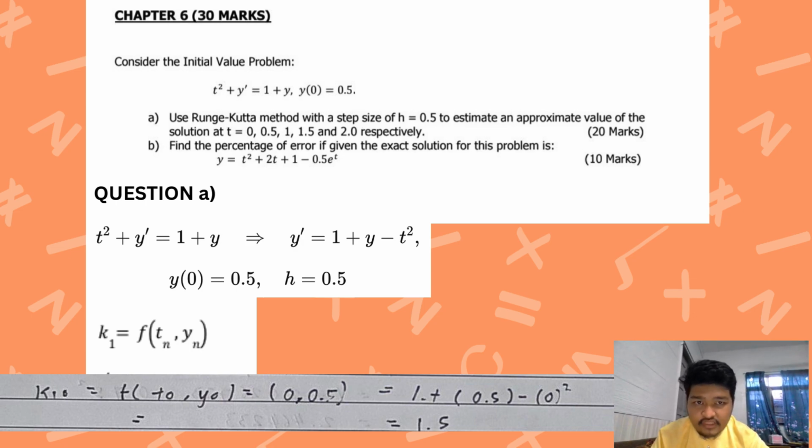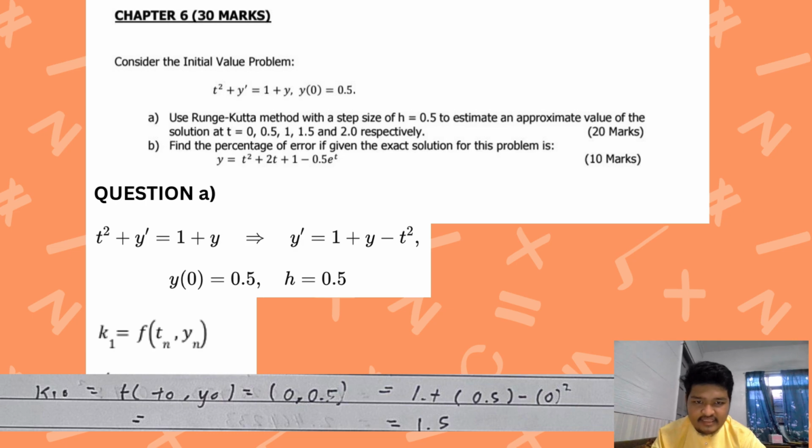For Topic 6, our given question is: consider the initial value problem t squared plus y prime equal 1 plus y, with the initial condition y at 0 equal 0.5. For question A, we are required to use the Runge-Kutta fourth order method with a step size of 0.5 to estimate the solution. First, we arrange the given equation to make y prime the subject. So the equation becomes y prime equal 1 plus y minus t squared. Next, we define the function f of t and y equal 1 plus y minus t squared.